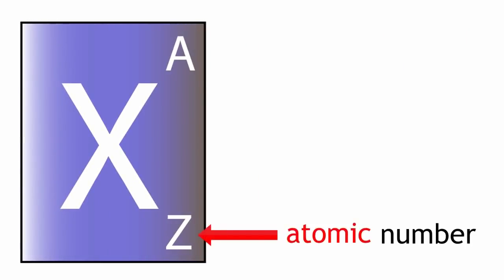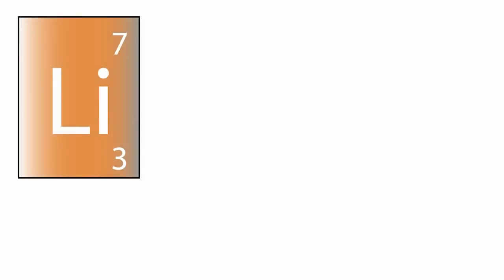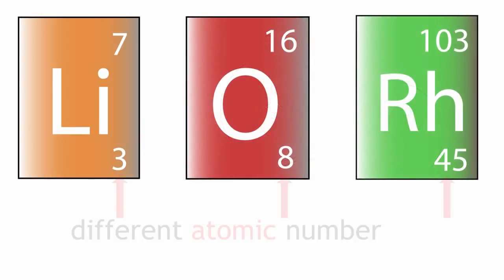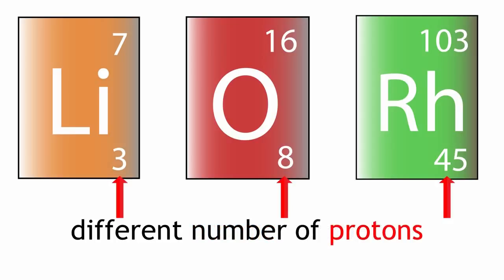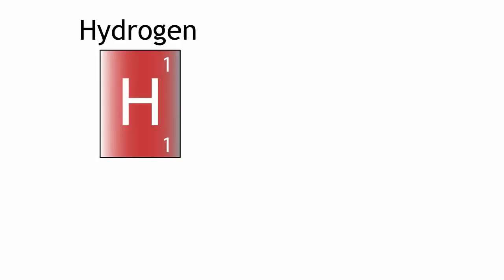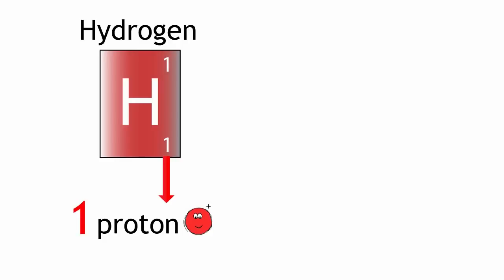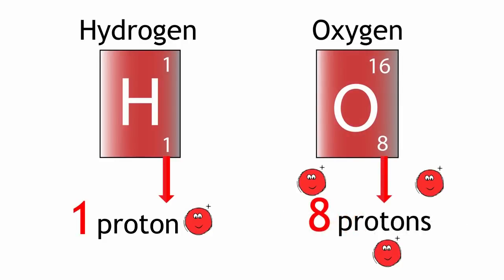The atomic number has a symbol Z. This number tells you how many protons are in one atom of an element. The number is always the same for all atoms of a particular element. Atoms of different elements have a different atomic number, meaning they have a different number of protons. For example, an atom of hydrogen has an atomic number of 1 because it has 1 proton, but an atom of oxygen has an atomic number of 8 because it has 8 protons.